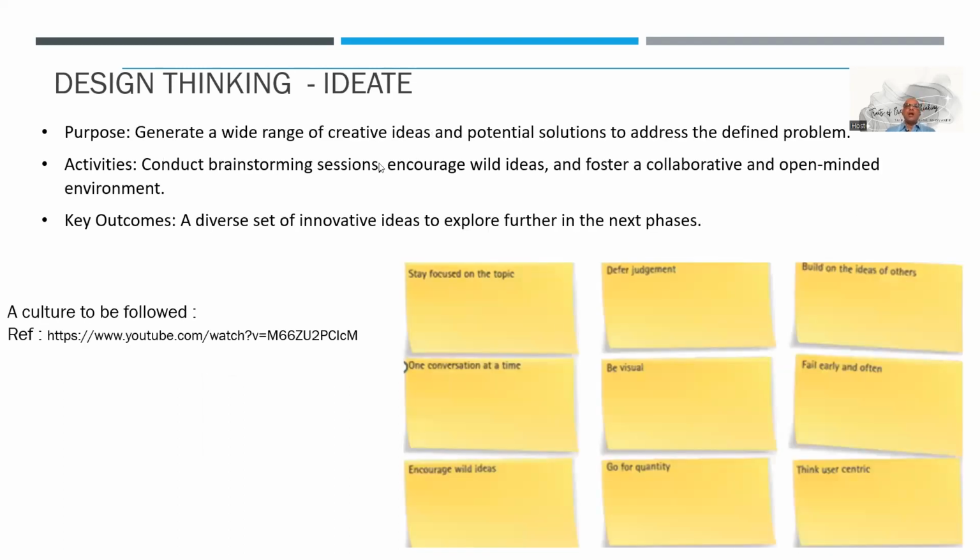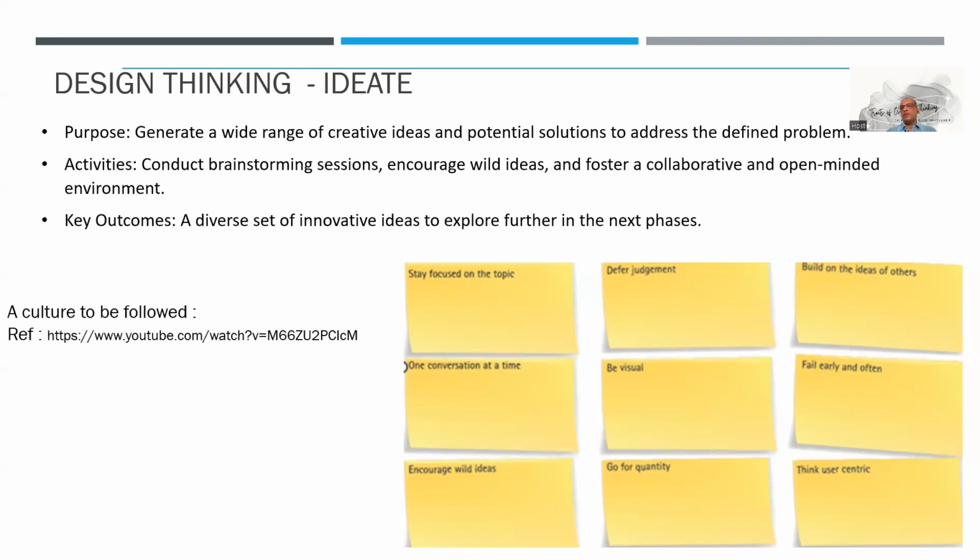Next is ideate. It is a phase where people have the liberty to come up with different vibrant, wild thoughts. It may be thoughts from any dimension, and to do that it needs to follow a kind of culture. And this culture, what we have shown over here, is from YouTube, which has been followed by IDEO while doing a case study.